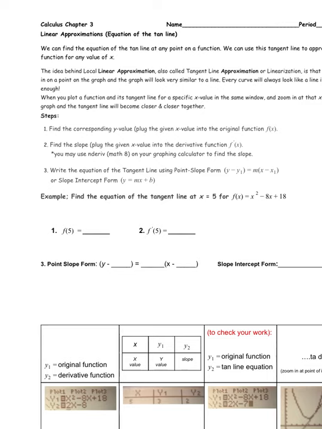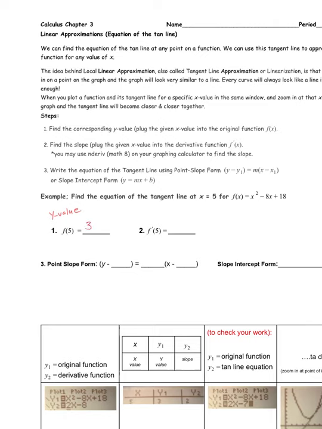And then for this function, we're going to find the equation of the tangent line that brushes up against this parabola at 5. The first thing we want to find is the y value. So here's the first step. To find the y value, we simply find f of 5. We plug 5 into the original equation, and we get the y value of 3.